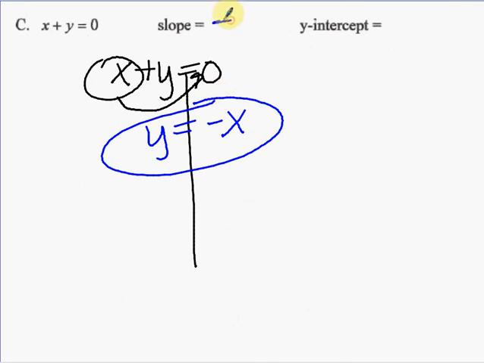The slope is negative 1. That's this number right here, negative 1. You don't see it, but that's what it is. And the y-intercept is 0.